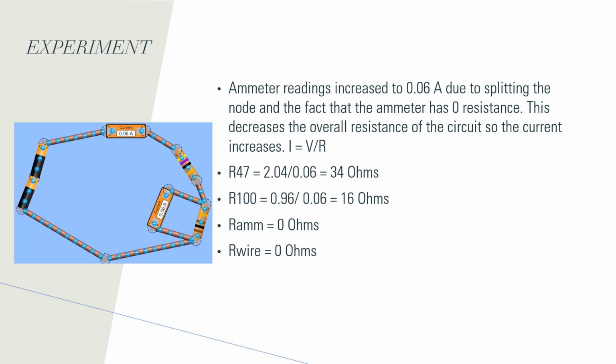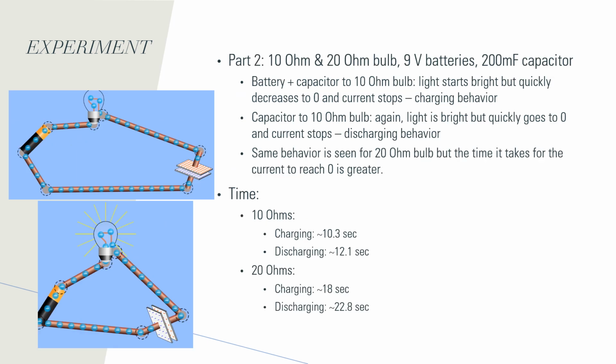Then I calculated the resistance of the 47 ohm resistor and the 100 ohm resistor using this I equals VR equation. For R47, it is 34 ohms, and for R100, it is 16 ohms. And of course, the ammeter and the wire we assumed earlier to be 0 ohms. Here are the descriptions for the circuits set up in part 2.